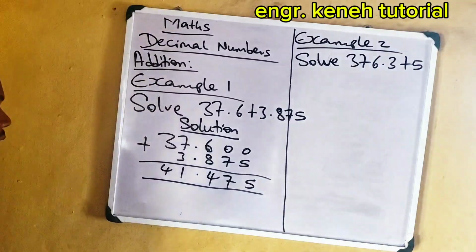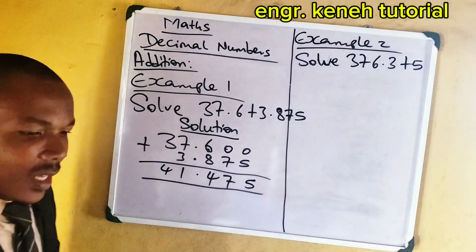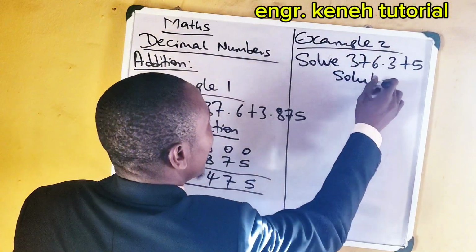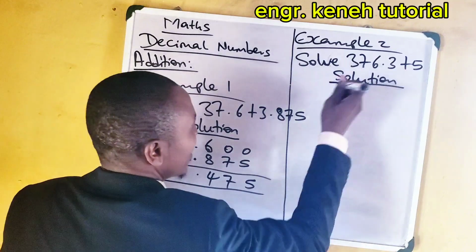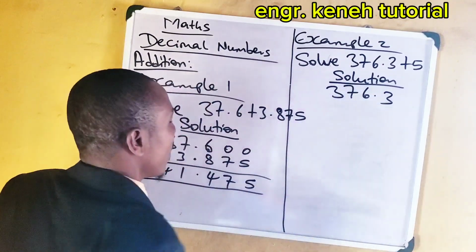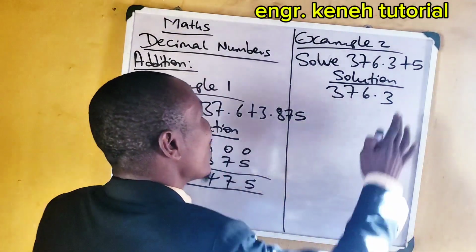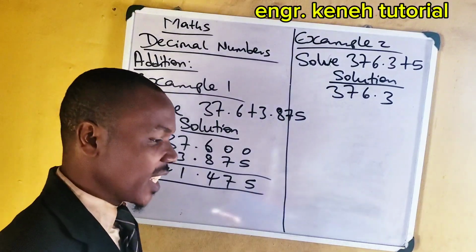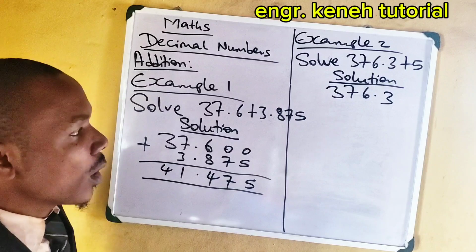When you have a decimal number plus a whole number, how do we solve this one? A decimal number and a whole number. They say you should solve this. Of course, it is addition. So you have 376.3. I've said it earlier, but I will still say it again. When you have a whole number, it means that the decimal point is at the back of the last digit. The decimal point is at the back of the last digit of every whole number.